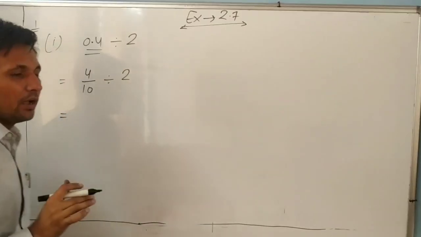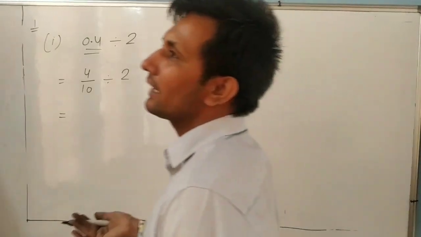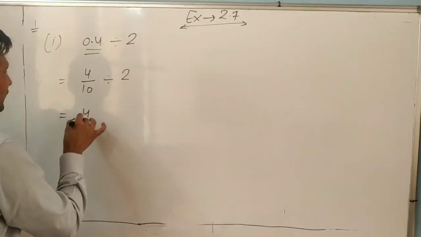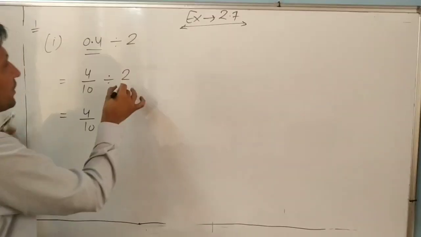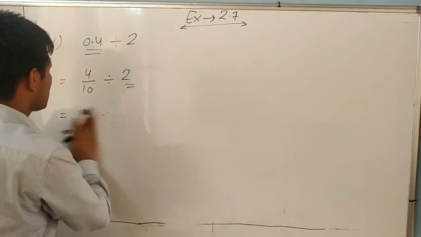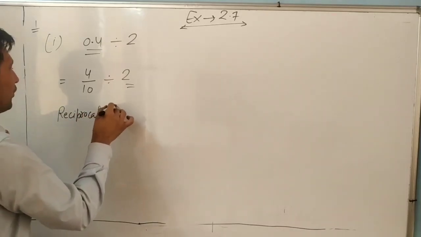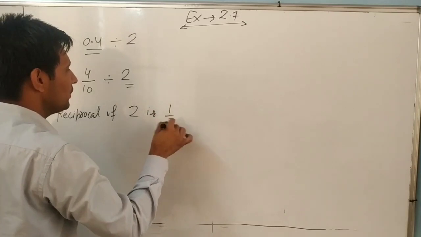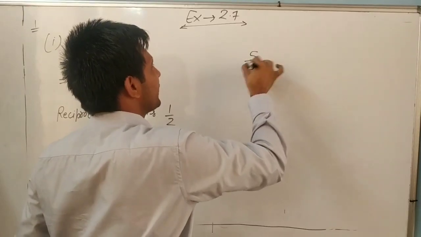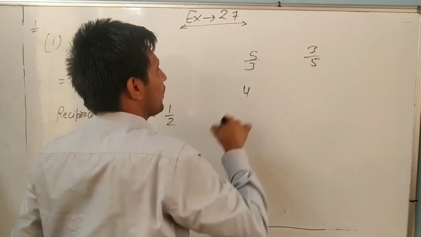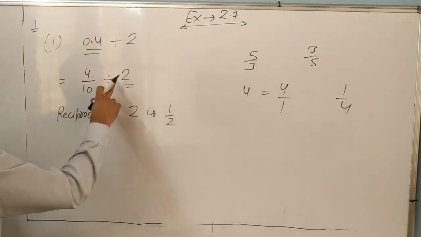Everyone knows that in the fraction chapter in class 6, we already learned how to find the reciprocal. Whenever we change divide into multiplication, we always write the reciprocal of the second number. So first we write the reciprocal of 2, which is 1 upon 2. Reciprocal means the numerator becomes the denominator and the denominator becomes the numerator. So the reciprocal of 5 upon 3 is 3 upon 5. The reciprocal of 4, which is 4 upon 1, is 1 upon 4. Same way, the reciprocal of 2 is 1 upon 2.